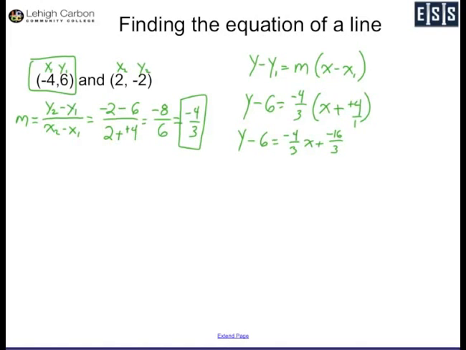So now to get this into slope-intercept form, I need to add 6 to both sides. So I need to do negative 16/3 plus 6. To add fractions, I need to get a common denominator. Right now this is 6 over 1. I need to get a denominator of 3, so I'll multiply top and bottom by 3. So it's negative 16/3 plus 18/3 equals 2/3. So I get y equals negative 4/3 x plus 2/3.